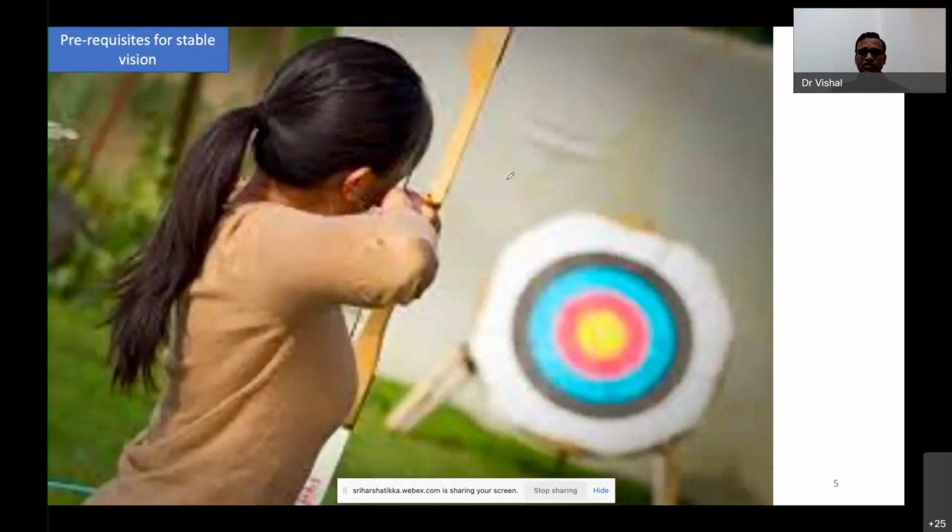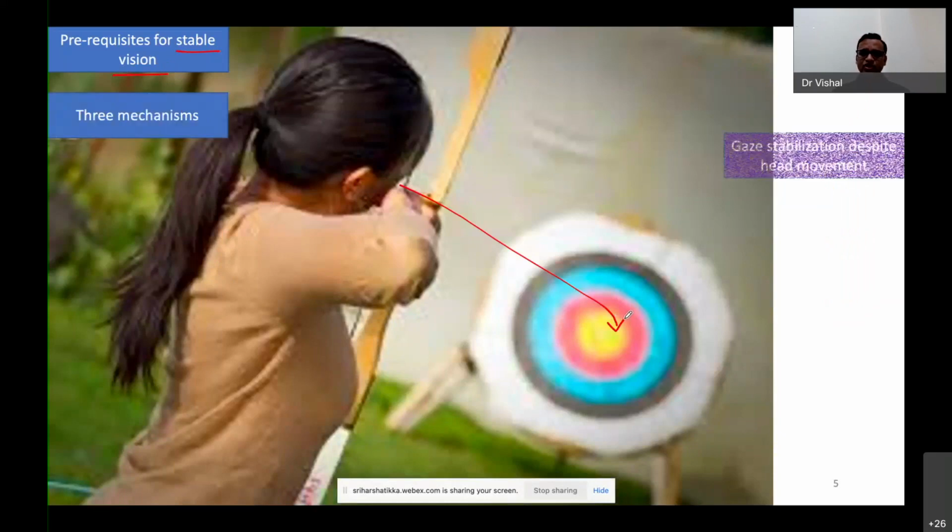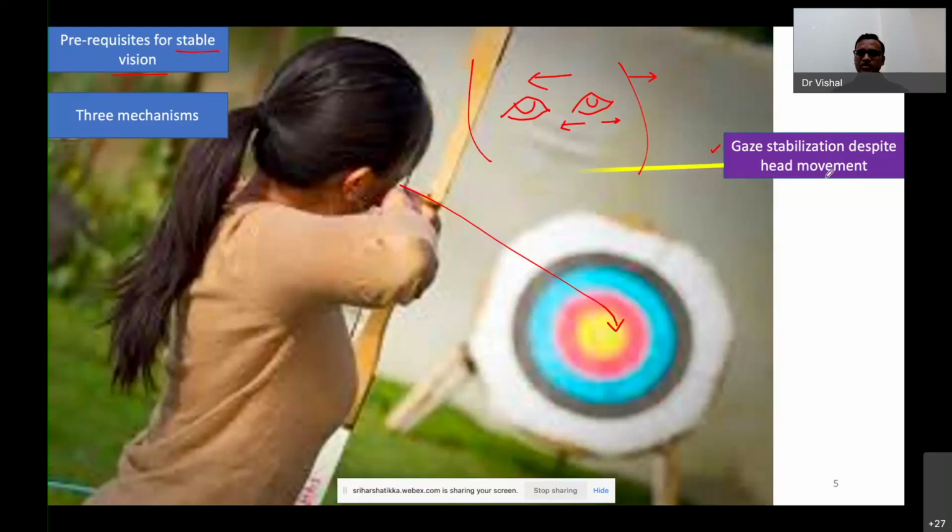Now, if we look at the prerequisites for stable vision, we need stable vision many times during our activities. So how is this stable vision maintained? There are three mechanisms. One is the gaze: the gaze should be maintained on the target. Whenever the head moves, the eyes should make compensatory adjustments, that is gaze stabilization despite the head movement.